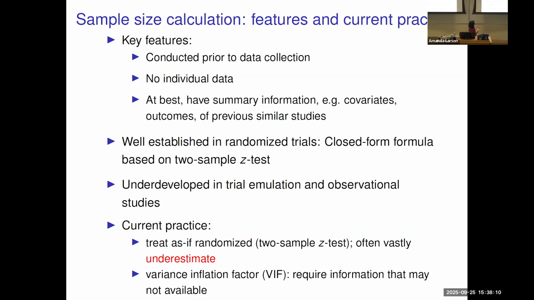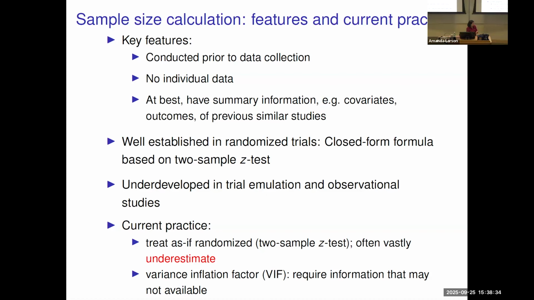This problem is actually well established in randomized trials. You can have a closed-form formula based on two-sample z-tests. I'm going to show you why the RCT is very easy. But it's much more difficult in trial emulation, in observational studies. So what's the current practice? The first is to treat it as if it's randomized.